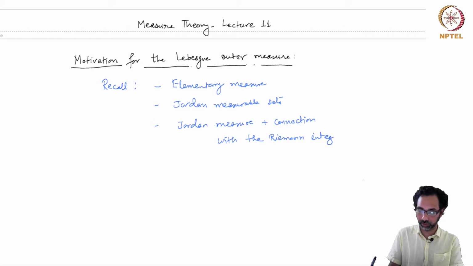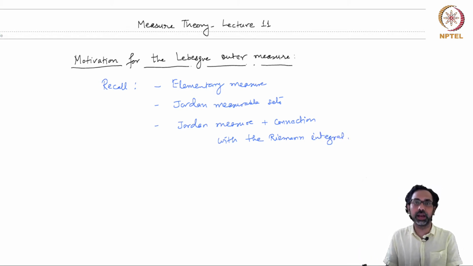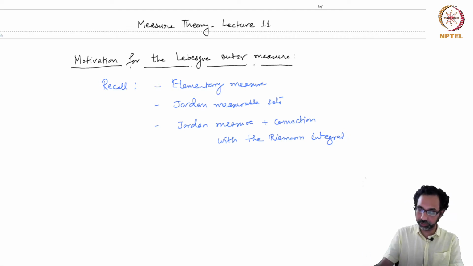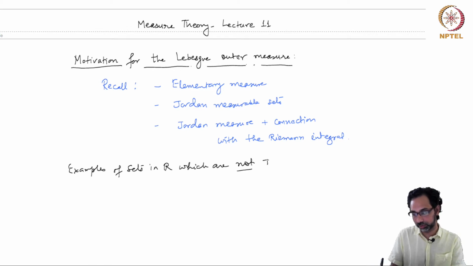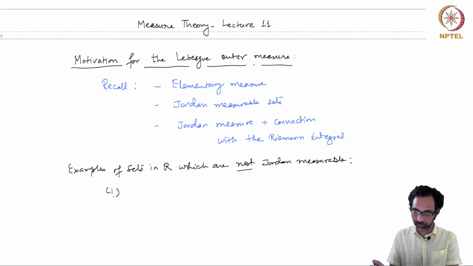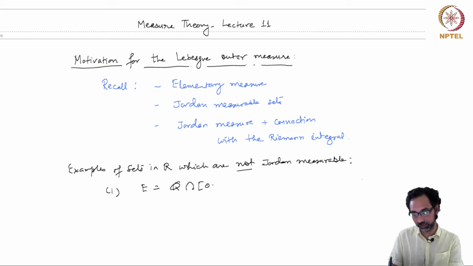So to motivate the Lebesgue outer measure, let's see some examples of sets in R which are not Jordan measurable. So one of the easiest examples is to take E to be the rationals inside the interval 0, 1.